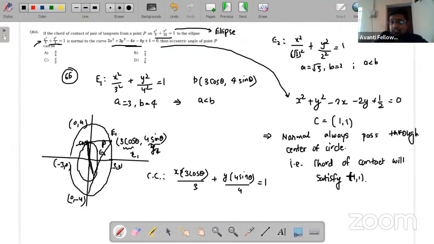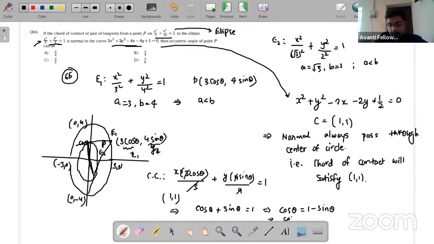And this is passing through 1 comma 1, the center of the circle. So it will satisfy 1 comma 1. So satisfying 1 comma 1, what we will do? 3 and 3 is cancelled, 4 and 4 is cancelled. So we are getting cos theta plus sin theta is equal to 1. What does that mean? We can write it as cos theta is equal to 1 minus sin theta, and now we can square.